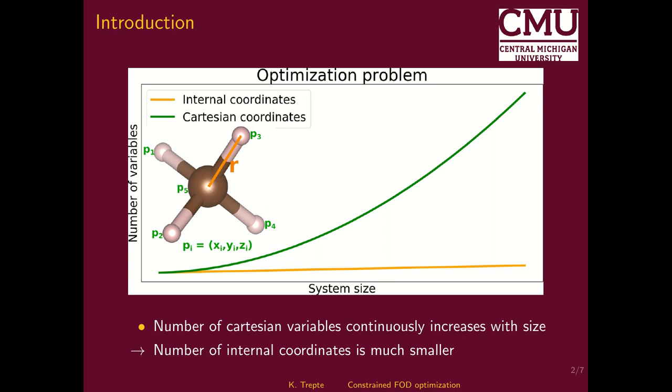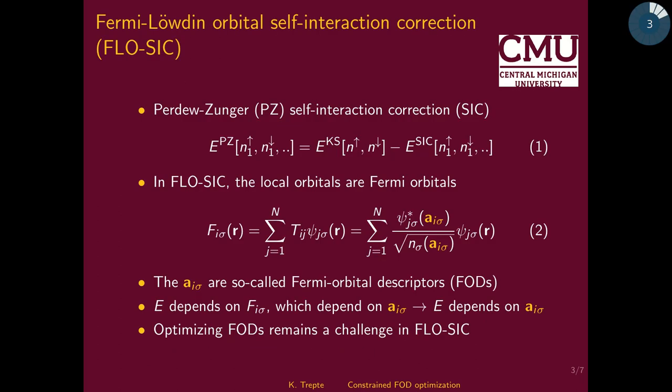So with that, we know that the number of Cartesian variables will continuously increase with system size, but the number of internal coordinates is going to be significantly smaller. In this case, it's 1 versus 15, and does not increase with system size as much. So that's the very general outline, and now I would like to say a few words about the method where we want to employ a strategy to include these internal coordinates.